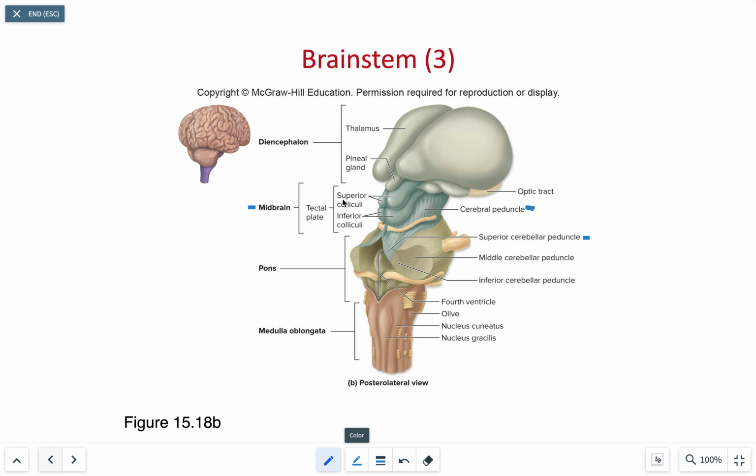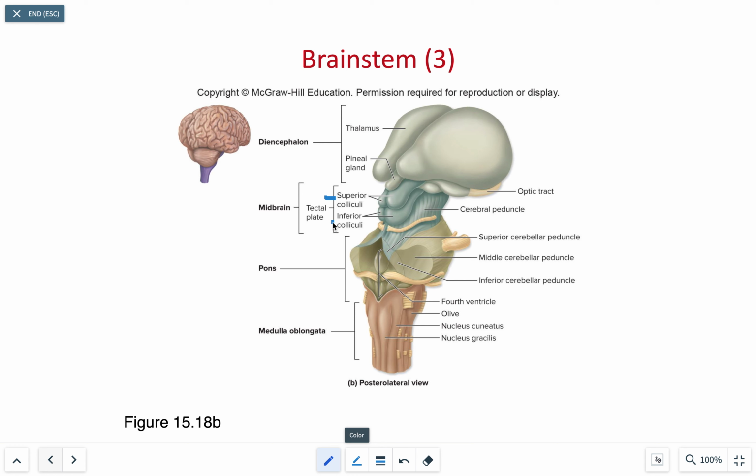Over on the other side, the tectal plate here, which is composed of the superior colliculi and the inferior colliculi. The superior colliculi, located here and here, are primarily the visual reflex centers. This area helps visually track moving objects and controls reflexes such as turning the head or the eyes.